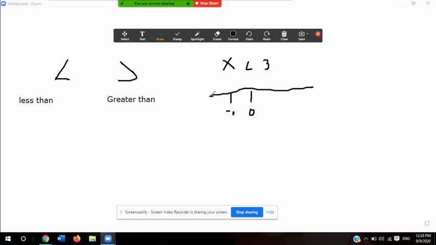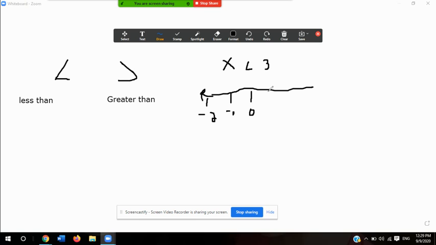We also have negative 2. And it extends infinitely. Just remember that a line extends infinitely in both directions. So I'm actually going to try my best to do like the little arrowhead.